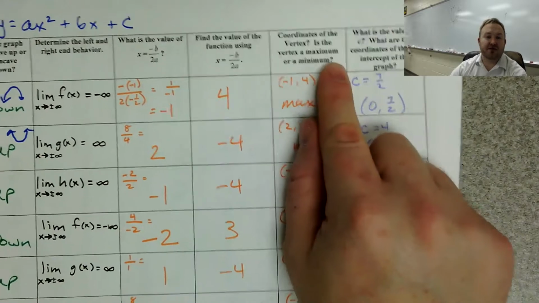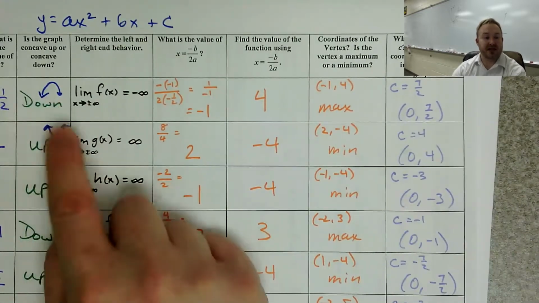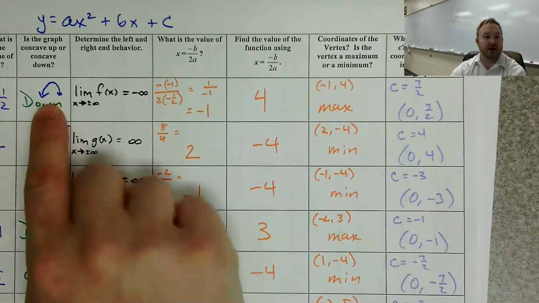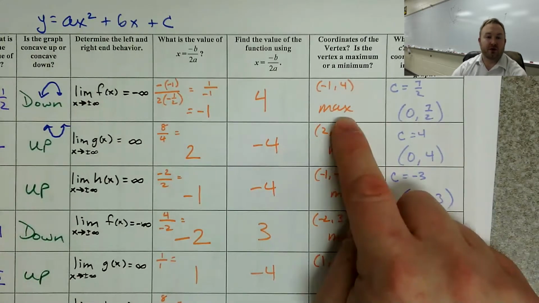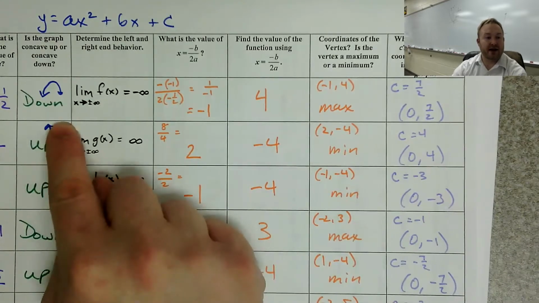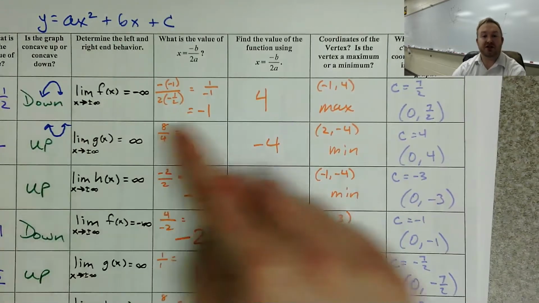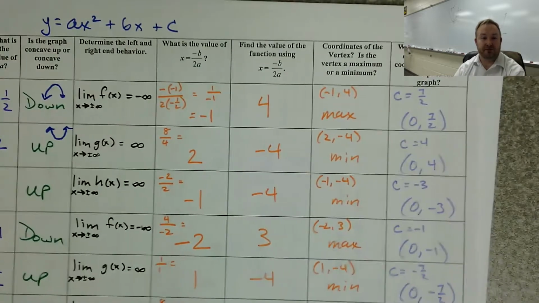It asks if the vertex is a maximum or minimum. Well, this depends on whether the graph is concave up or concave down. If the graph is concave down, the vertex is the highest point on the graph, and therefore the vertex is a maximum. If the graph is concave up, then the vertex is the lowest point on the graph, and therefore the vertex is a minimum.